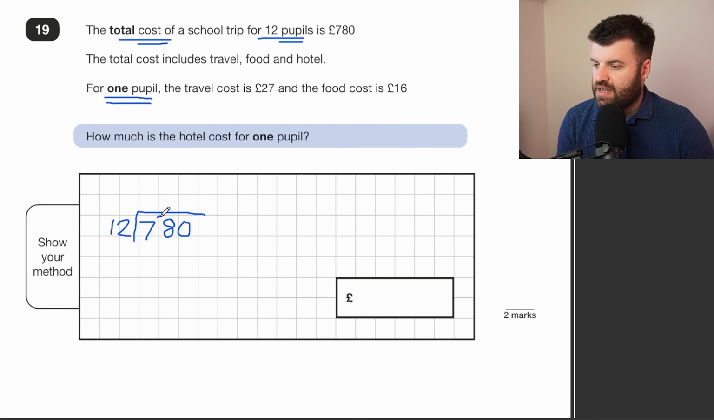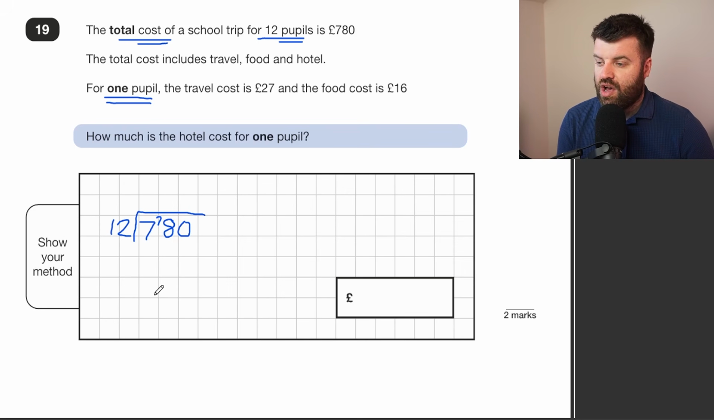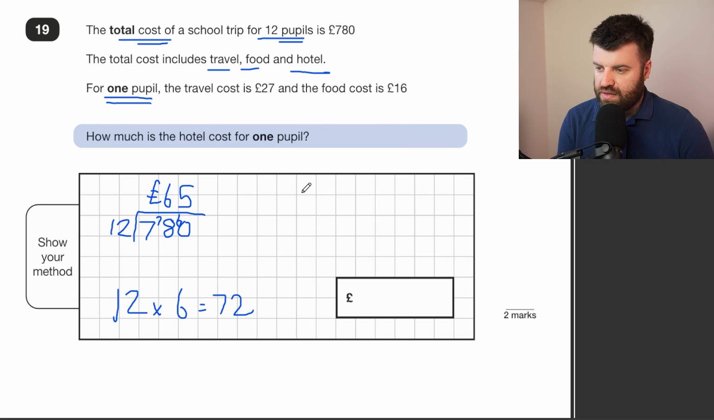12s into 7 obviously don't go, so 12s into 78. Again, using your 12 times table, hopefully you know that 12 multiplied by 6 will give us 72. And that's as close as we can get there. If we have 72, there is 6 left over. Now 12s into 60 do go exactly. They go 5 times. So each child has a cost of £65 for the travel, the food, and the hotel.